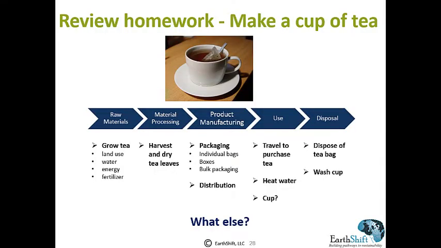We will begin this module reviewing homework assigned in Module 1. What is involved from a life cycle perspective in making a cup of tea? I like to organize my thoughts by life cycle phase. The raw materials involved in making a cup of tea include growing the tea, which requires land use, water, energy, and fertilizer. Those tea leaves would then have to be harvested and dried, material processing. Then they will be packaged into individual tea bags, which will be placed into boxes, which will be placed in master cartons. Then the master cartons will be distributed.